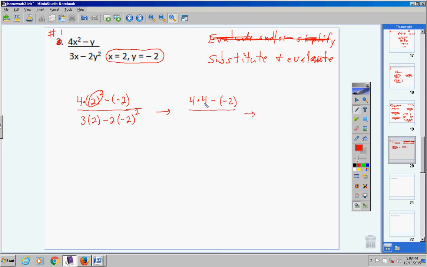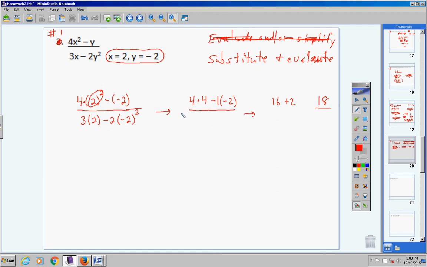Now, 4 times 4 is 16. Negative times a negative is positive. So I end up with 18. 4 times 4 is 16, and there's like a 1 here. Negative 1 times negative 2 is positive 2. Positive 16, positive 2, positive 18.